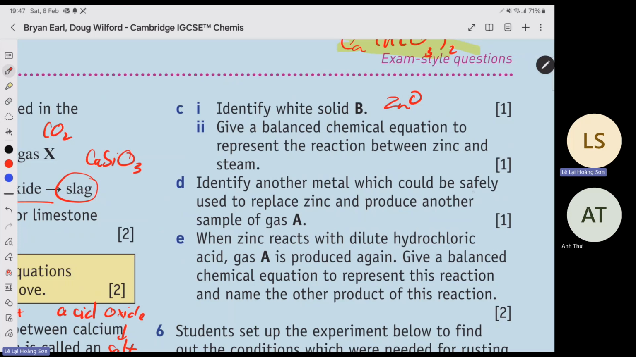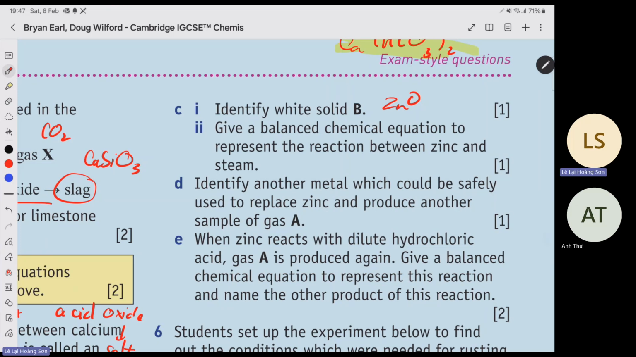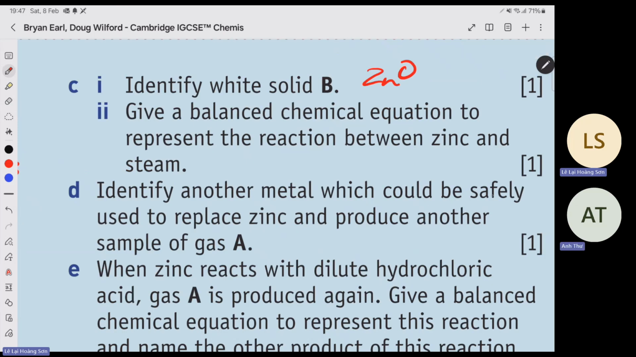Identify another metal which can be safely used to replace zinc and produce another sample of gas A. Like the same reaction, but with another metal. So what is another metal that can also be used? Copper. Copper cannot, it's going to react really slowly with water.